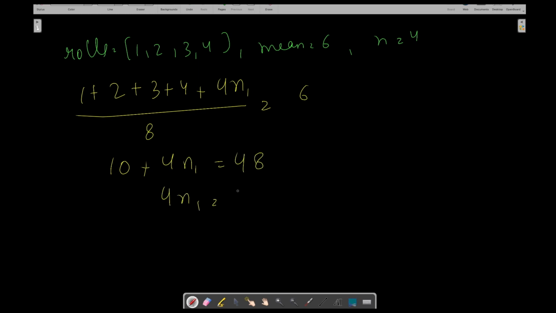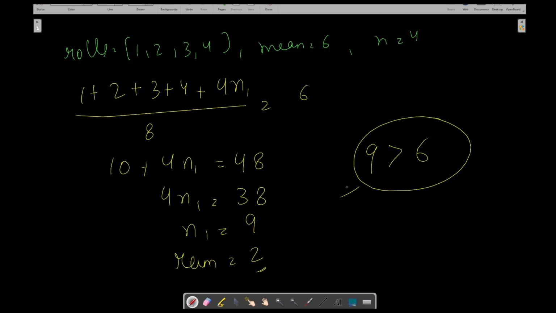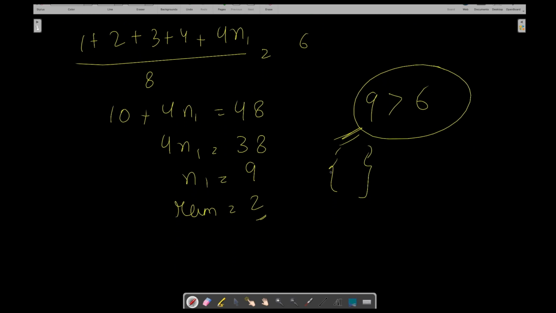Okay, 4n1 is equal to 38. Now n1 is equal to 9, which does not divide completely, with a remainder of 2. Now if we consider that all the numbers are equal, by the end we are getting 9, which is greater than 6, right? And 9 cannot exist on a dice. So in this question we will be returning an empty array. So see, what we have done here is that if we got a number greater than 6, then we simply return an empty array, because that number cannot exist on a dice.